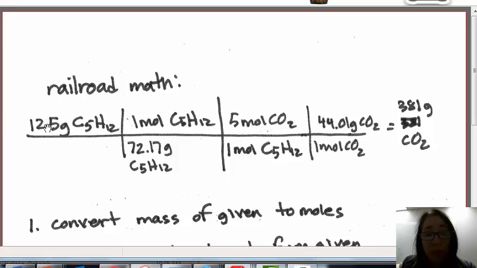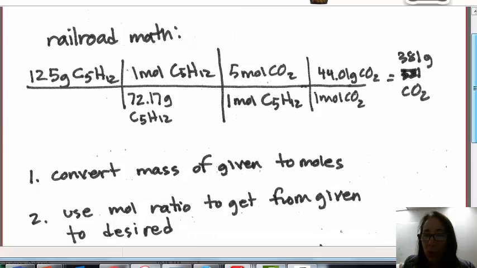And to get my answer, I multiply 125 by 1, divide by 72.17, hit the equal sign. Multiply by 5, divide by 1, hit the equal sign. Multiply by 44.01, and divided by 1 of course doesn't change that. And then I get 381 grams of carbon dioxide. Since I started with 3 sig figs, my final answer should have 3 sig figs.